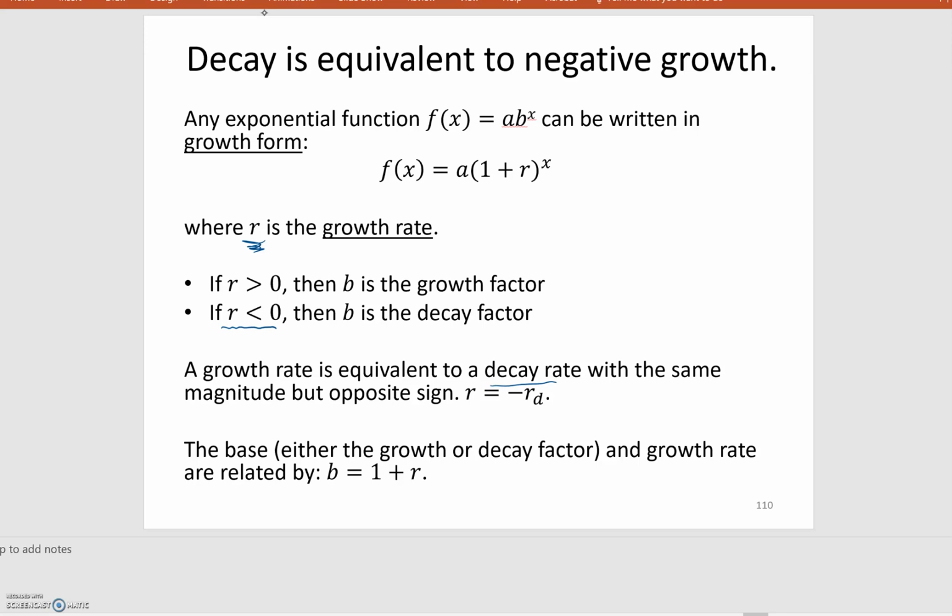And as we just stated in the other slide, the base and the growth rate are related by this equation, b equals 1 plus r, where b is just the general factor and r is the growth rate. But the thing that's kind of hiding in this equation is that I'm not specifying that r is positive here. So that can lead to some confusion. So I'll just show you some examples of this.